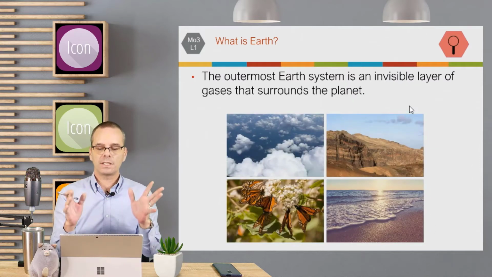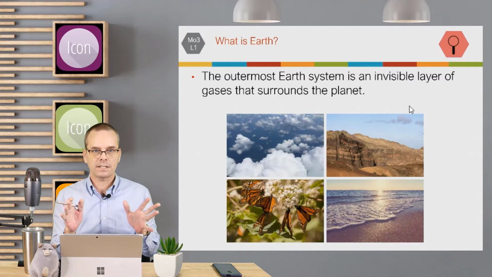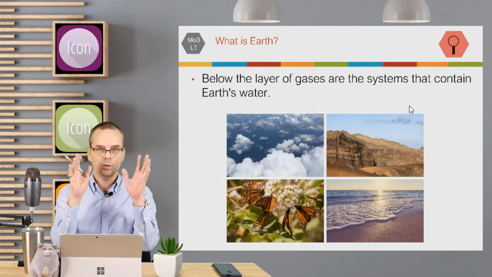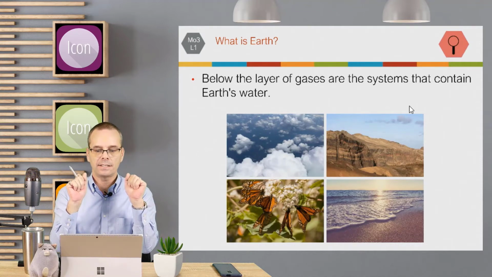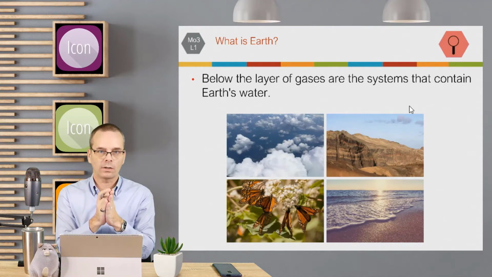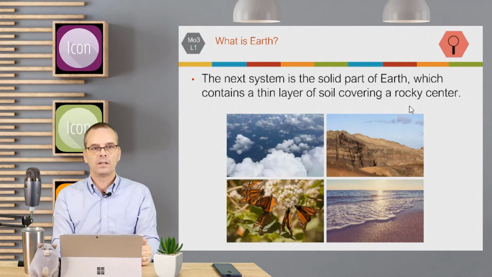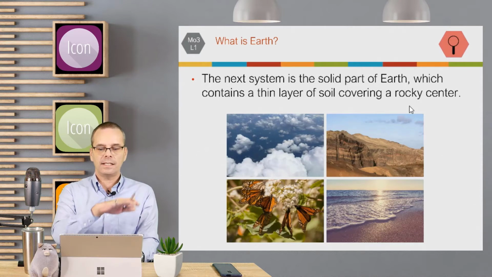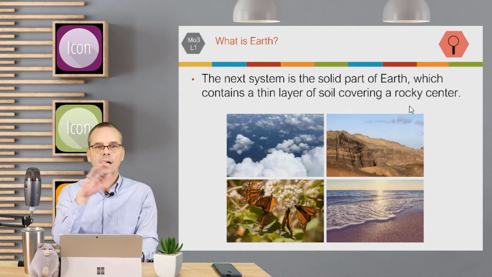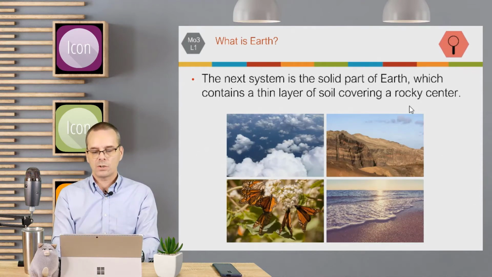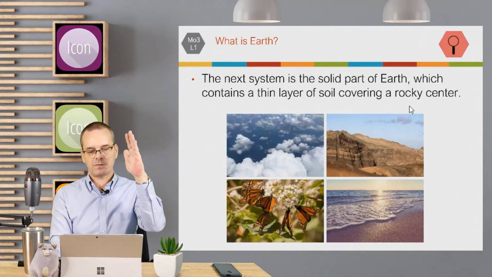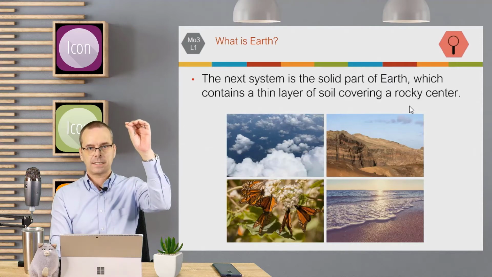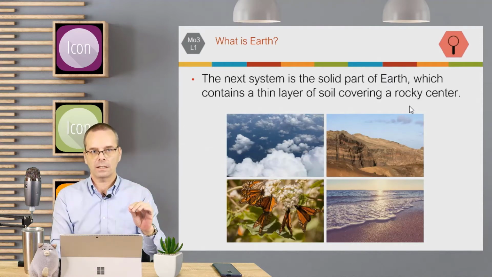Now, the outermost system is the invisible layer of gases surrounding the planet, all right? And below those gases is the system that contains Earth's water. And then you also have the solid part of the Earth. And that is the soil and the rocky center, etc. So again, you have the atmosphere, the hydrosphere, and the geosphere. The gas, the liquid, the solid.